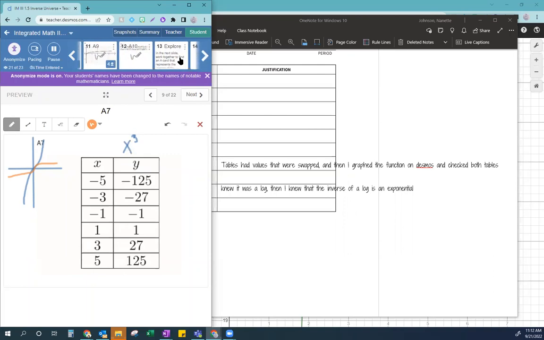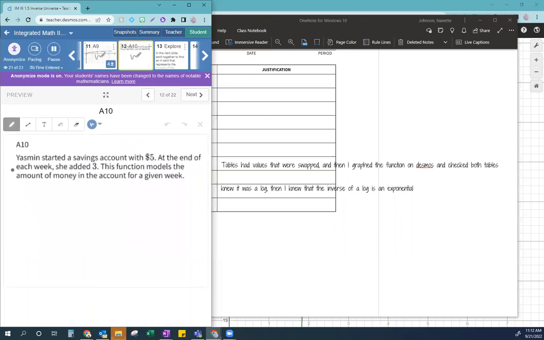Okay, so our next slide says Yasmin started a savings account with $5. At the end of the week, she added 3. This function models the amount in the account for a given week. So Yasmin started with 5.